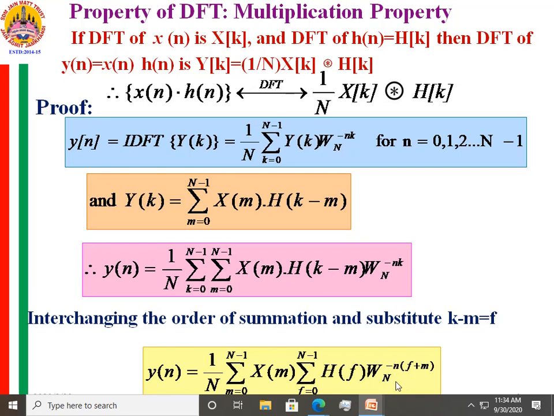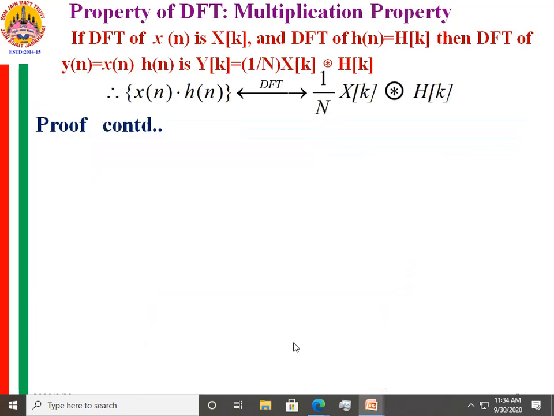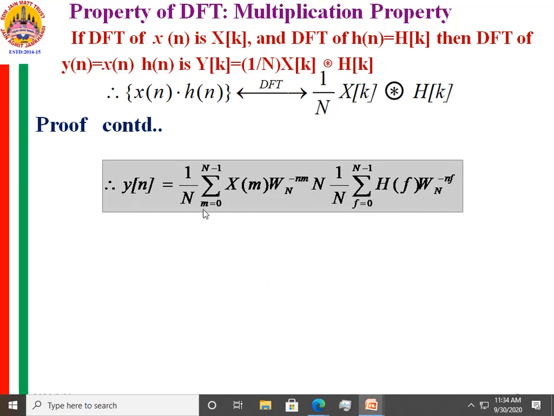Now if I split this twiddle factor terms, I will get this equation as 1 by N summation m from 0 to N minus 1 X[m] W_N raised to minus nm. Now I'll add this N into the 1 by N term, and summation f from 0 to N minus 1 H[f] into W_N raised to minus nf.